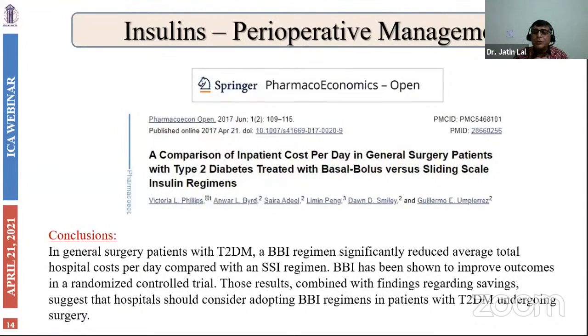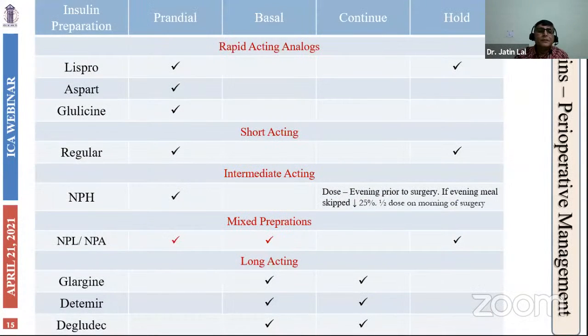Basal bolus has been shown to improve the outcomes in randomized control trials, and those results combined with the findings regarding savings suggest that hospitals should consider adopting the basal bolus regimes in patients with type 2 diabetes mellitus undergoing surgery. So this shows the various insulin analogs along with their use and recommendations for the surgery.